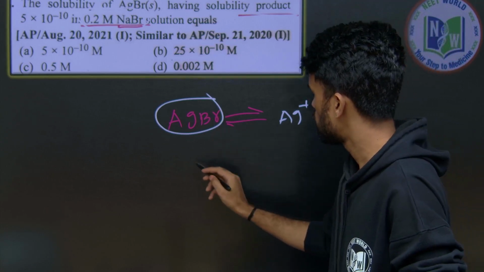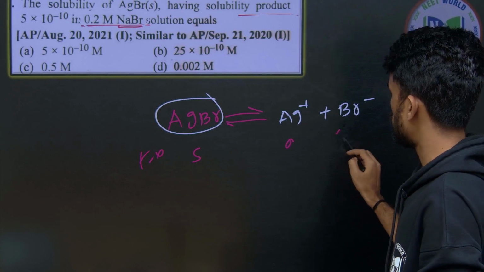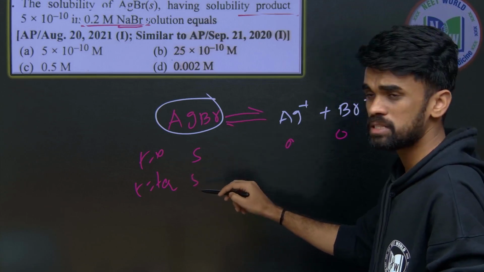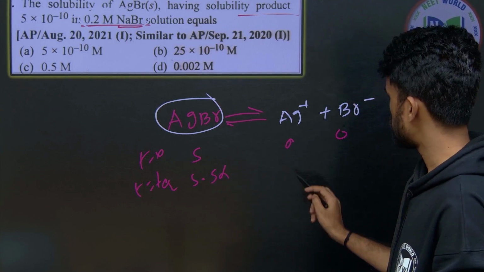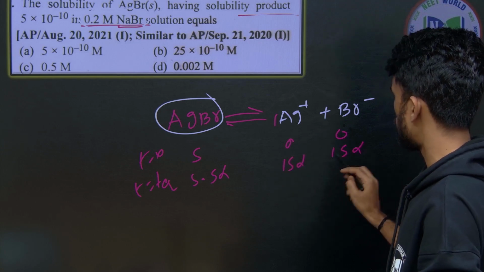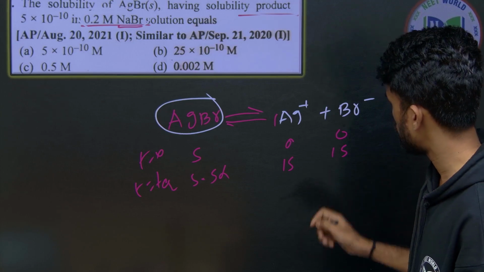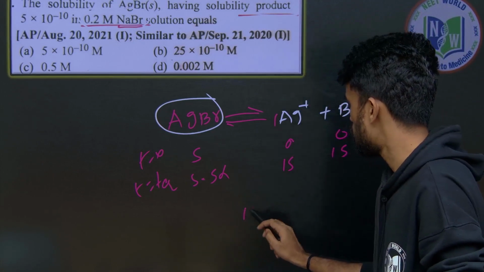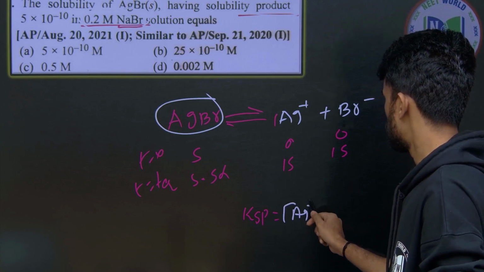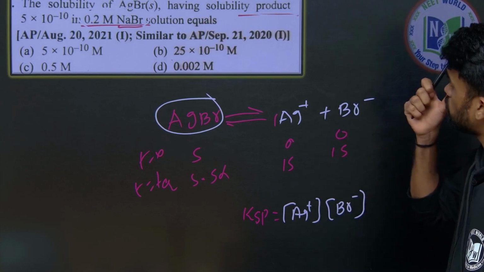They are asking. Now we know if this is S concentration at time t0, this will be 0, 0 initially. After some time t, when this equilibrium is established, some amount will undergo dissociation. This will be S alpha. So 1 S alpha here, and here also 1 S alpha. Alpha value is 1 because it undergoes complete dissociation, so I am taking 1S here. Then what happens to Ksp? Ksp is equal to concentration of Ag plus times concentration of Br minus. That's it. Now to this, what are they adding?